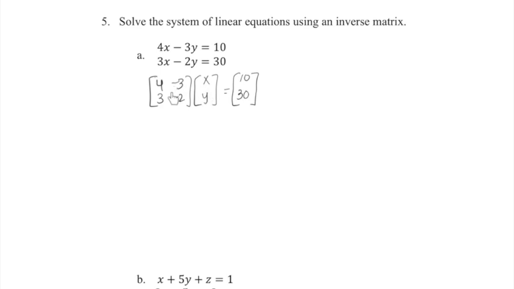It's being multiplied by this matrix, so we need to cancel this matrix so that x and y can be isolated. So what we need to do is multiply by the inverse matrix here and that same inverse matrix here. So we've got to find the inverse of this matrix.